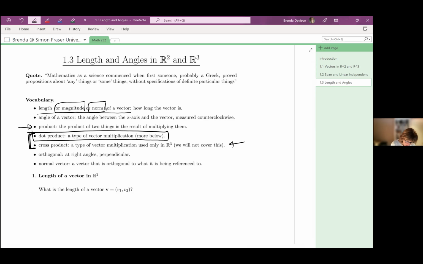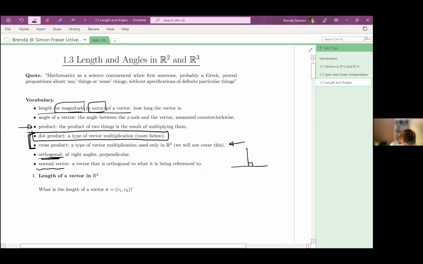Okay, then there's the word orthogonal. A nice word. I like the word orthogonal, and that means at right angles or perpendicular. So those two lines are orthogonal. And a normal vector is a vector that is orthogonal to what is being referenced.